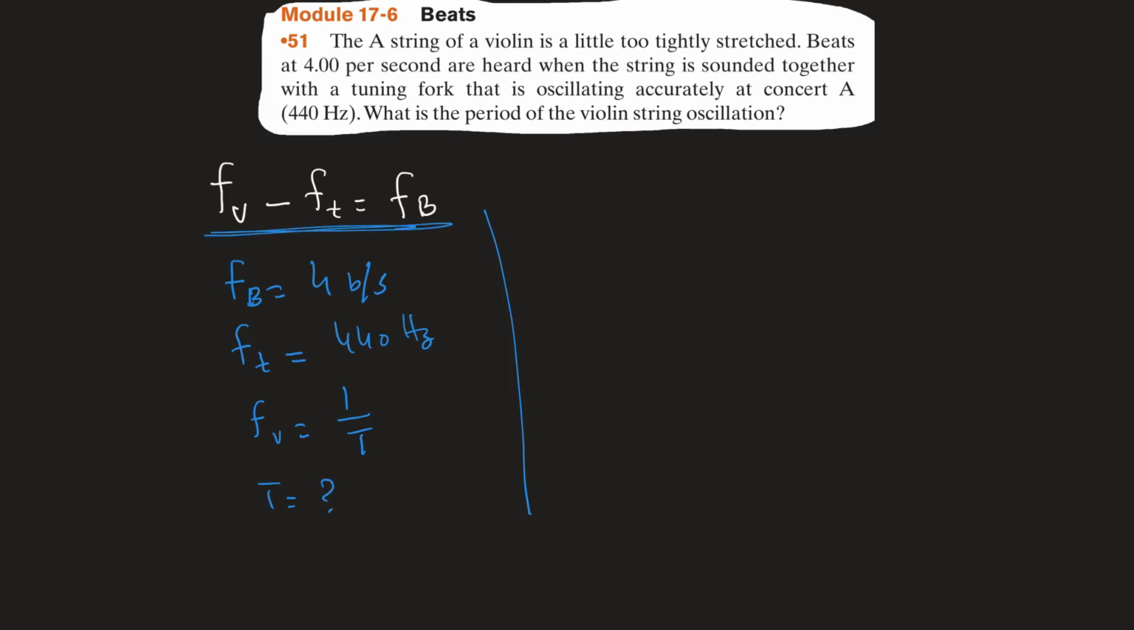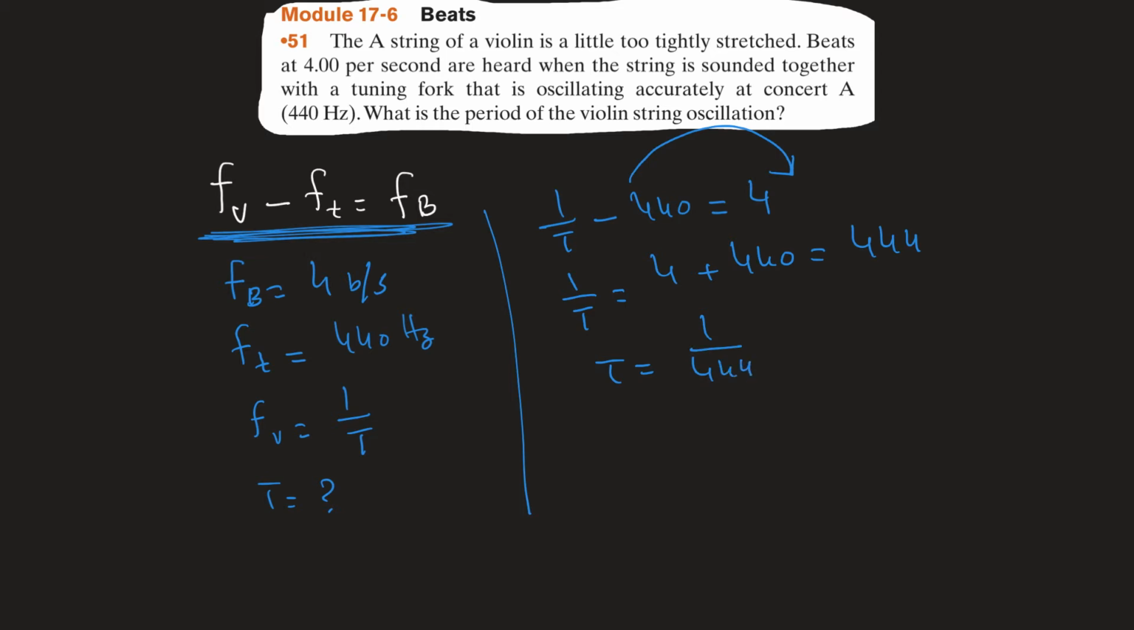So we can put all the data in this equation. 1 upon T minus 440 equal to the beat frequency 4. 1 upon T equal to, if you move this here, this minus 440 will become plus 440. So 444. And the time period is equal to 1 upon 444.